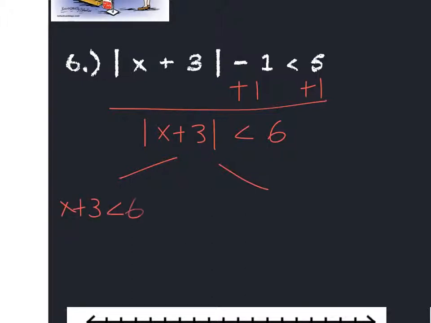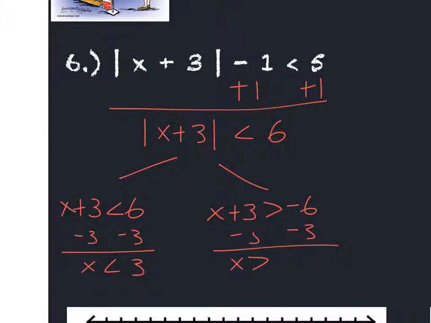Keep the first one the same, which is x plus 3 is less than 6. Then we keep the x plus 3 part the same. Then we switch less than to greater than, and we switch 6 to negative 6. Okay? And we'd solve both of these inequalities. So we'd subtract 3 on both sides. That would give us x is less than 3. And then we'd subtract 3 on both sides over here. And that would give us x is greater than negative 9.